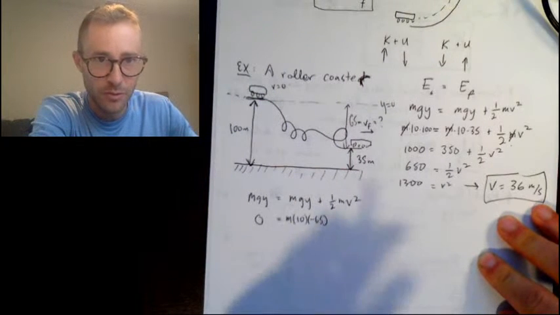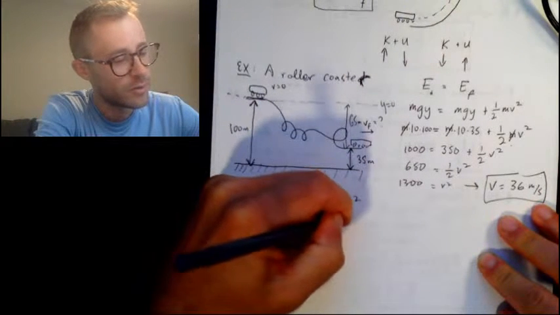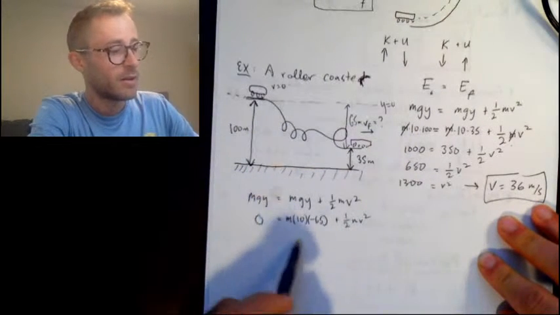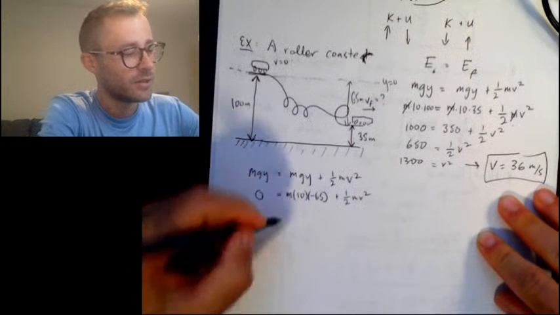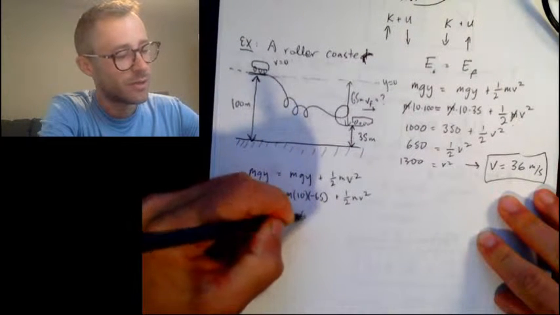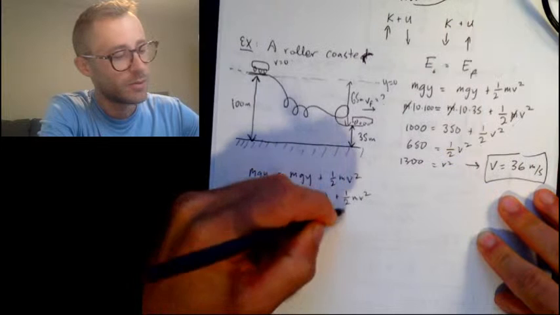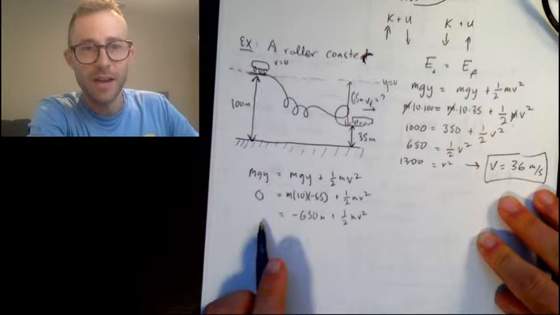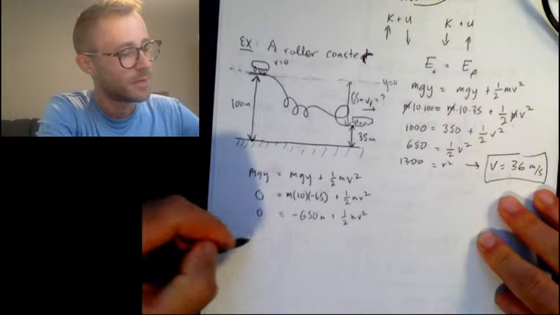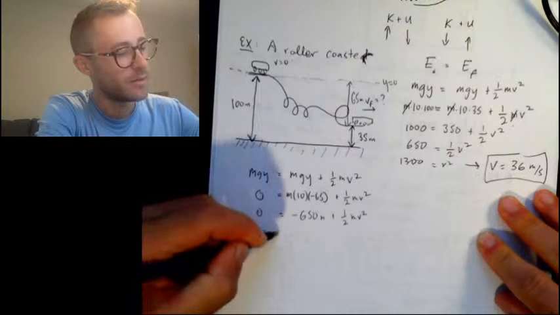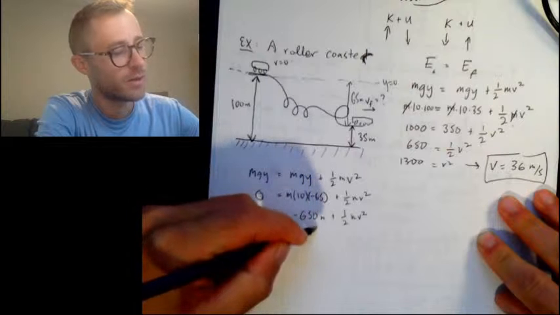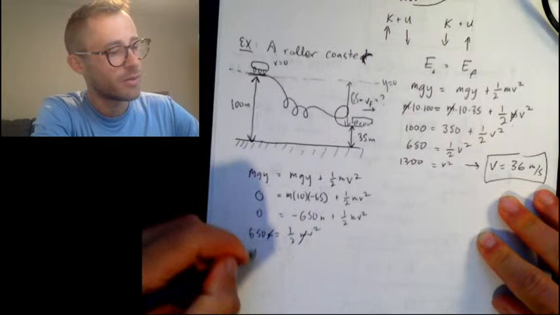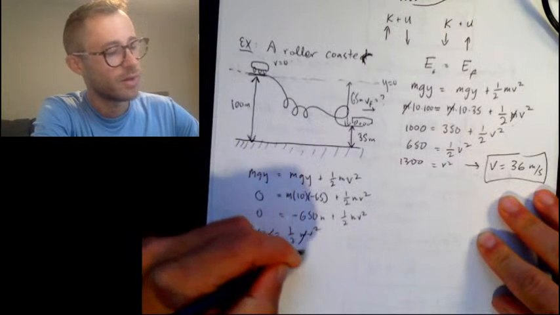Negative 65 is our final elevation, plus 1/2 mv squared. Okay? I can see that this is negative 650 m plus 1/2 mv squared. Add that term to the other side. 650 m equals 1/2 mv squared. You can see the m's cancel out again. Multiply by 2, I get 1,300 equals v squared.